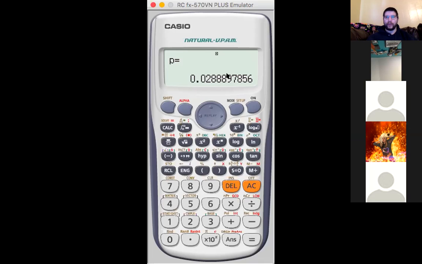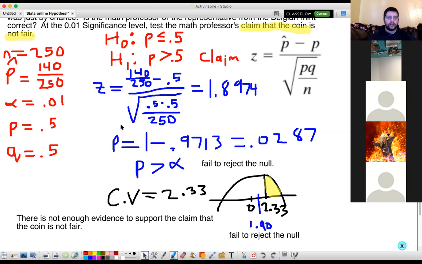So Heidi, after we have the p-value, all we have to do is compare it to alpha. So let me go back and share this one. We calculated the p-value right here, Heidi. We compare that to alpha. P is greater than alpha. That means we fail to reject the null. So the Casio calculator just gave us the p-value, and we compare that to the alpha value. If P is bigger, fail to reject the null. If P is smaller, reject the null.